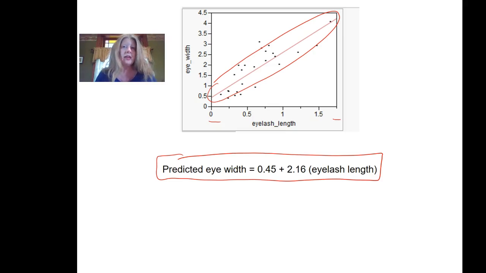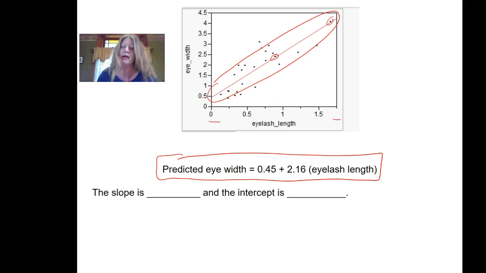So you can see as you're looking at the line and at the actual data values that if there's some scatter around the line, your prediction is not going to be perfect. Sometimes we might overestimate what the actual eye width should be based on eyelash length. Sometimes we might underestimate that. Sometimes we might get it right on. You'll see there's a couple of points here that are falling right on that line. So the stronger your relationship, the better we're going to be doing in terms of predicting, because the closer those points are going to be to that line.